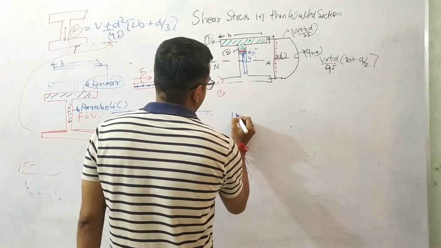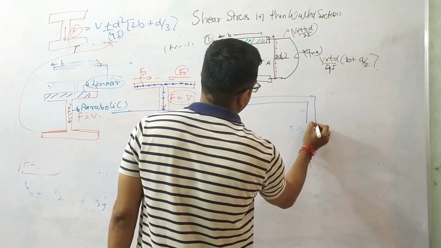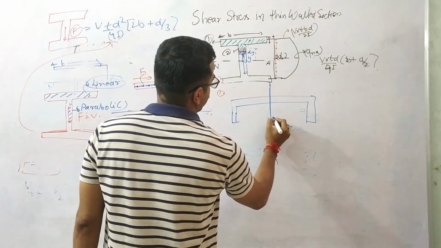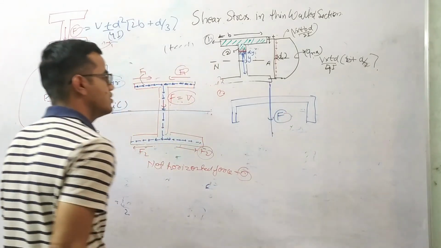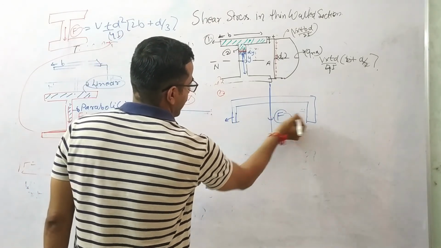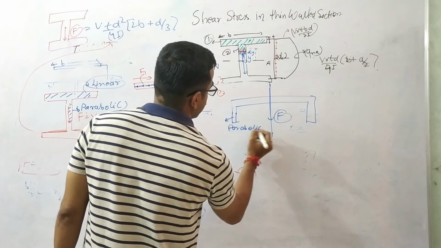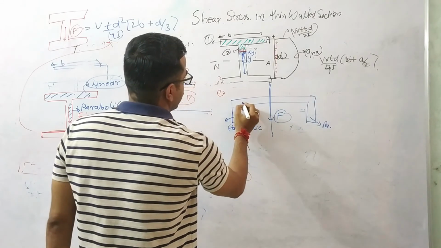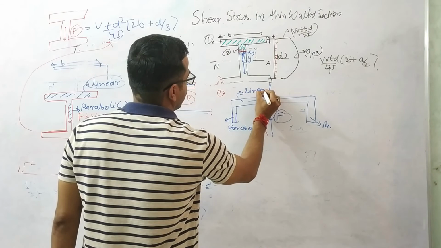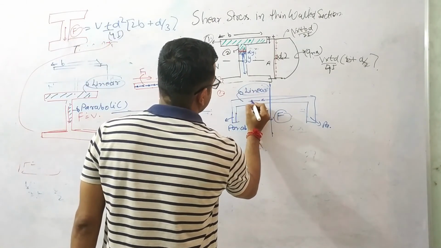Same thing, if I have this channel section over here, and this is the axis of symmetry, and there will be some vertical force V, the net shear force acting along this cross section. Now at this location, these portions are parallel to the force, so there will be parabolic variation. And here this portion is perpendicular to this force, so there the variation will be linear. And how will the shear flow take place? Shear flow will look like this.